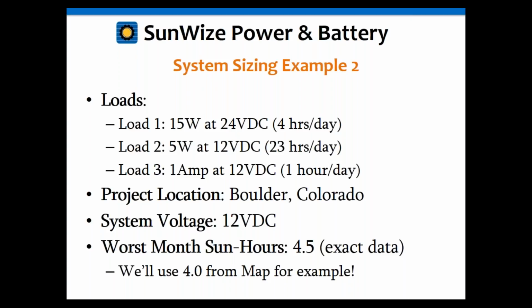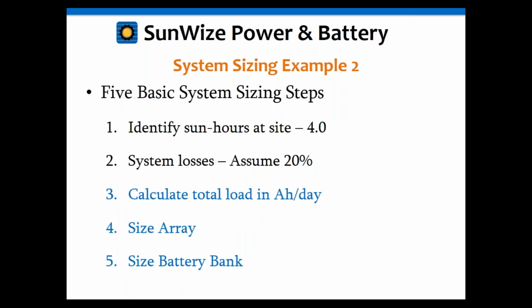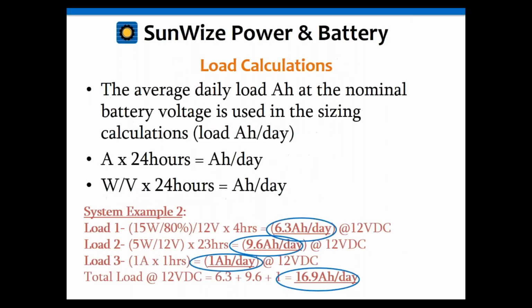So let's say the location is going to be Boulder, Colorado, and again, if you wanted accurate data, it's going to be 4.5 sun hours a day, but we're going to go ahead and just use 4 from the map just for discussion purposes. Okay, and we're going to assume 20% system losses on this one.